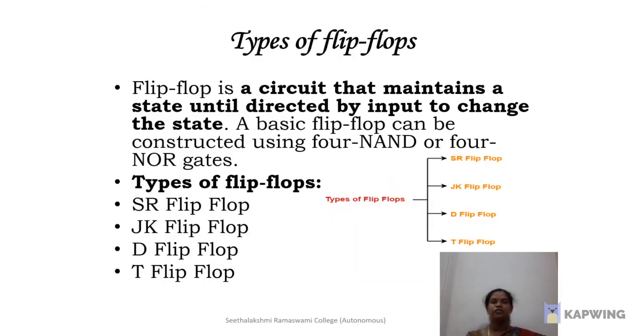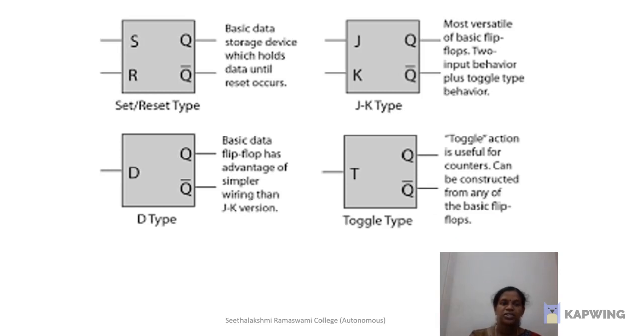There are basically 4 different types of flip-flop. They are SR flip-flop, JK flip-flop, D flip-flop, data or delay flip-flop, and T flip-flop, toggle flip-flop. A flip-flop is a circuit that maintains a state until directed by input to change the state. A basic flip-flop can be constructed using 4 NAND or 4 NOR gates. The set reset flip-flop, JK flip-flop, D flip-flop and T flip-flop are given here.